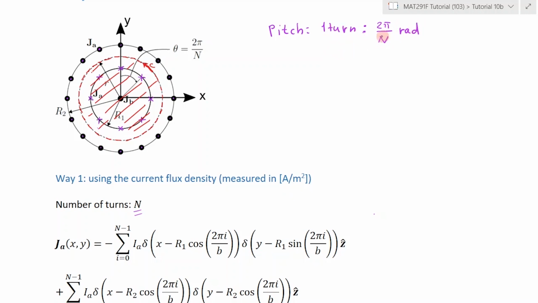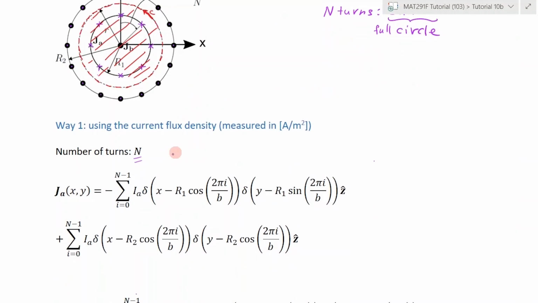If I multiply both sides by n, I will get n turns per 2 pi radians. So n turns per circle, per full circle. So this is how I got this n. Now I wrote here the expression that looks very much similar to the one before.